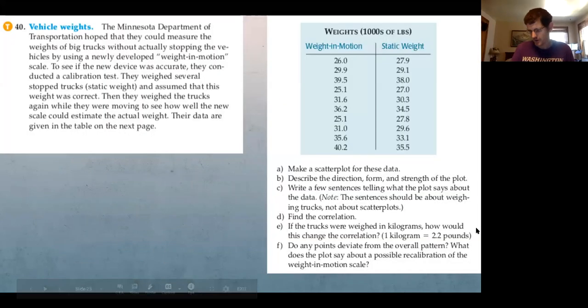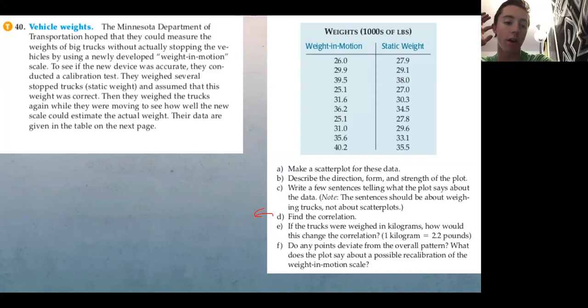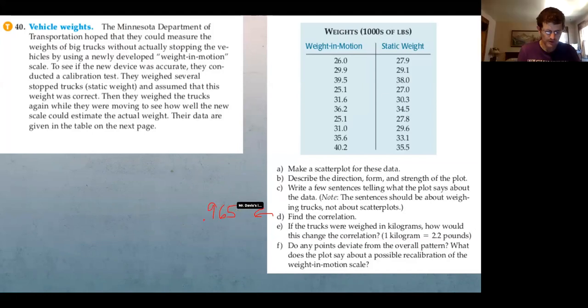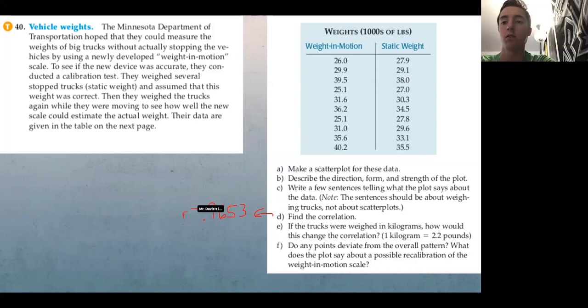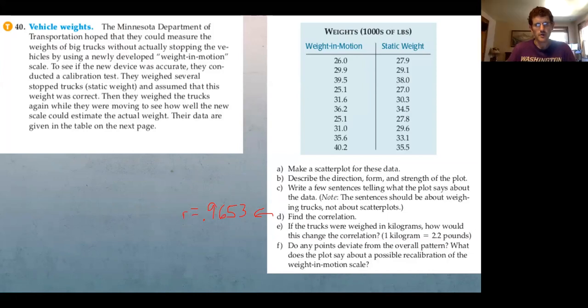Okay, so find the correlation. Calculator does that for us. We don't ever do that calculation by hand. And what did you get? 0.9653. There it is. Of course, we always reserve the letter r for correlation coefficient. So that's constant.